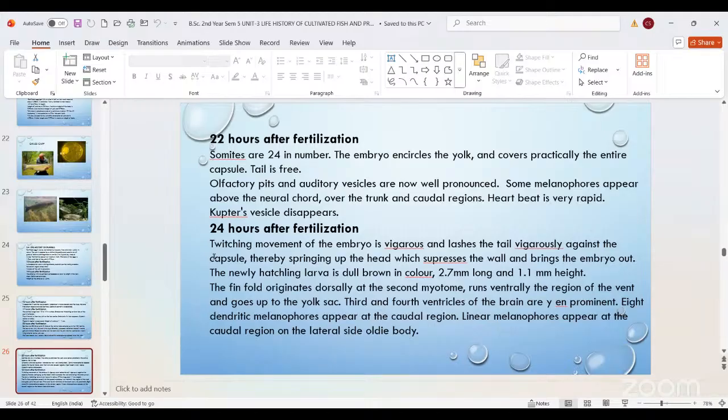Third and fourth ventricles of the brain are prominent. Eight dendritic melanophores appear at the caudal region. Linear melanophores appear at the caudal region on the lateral side of the body.